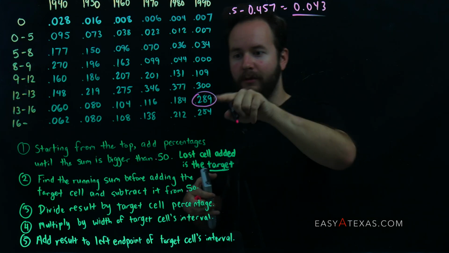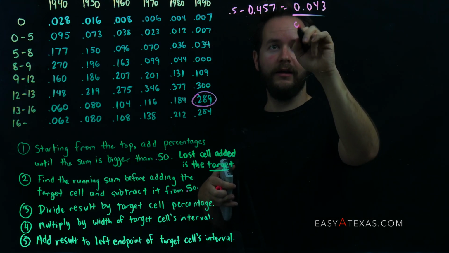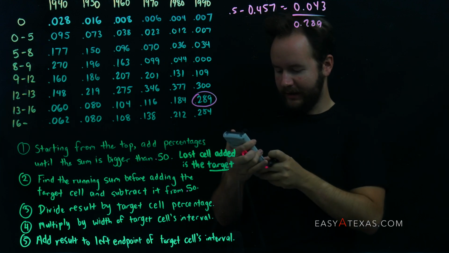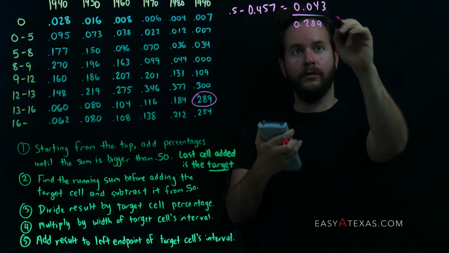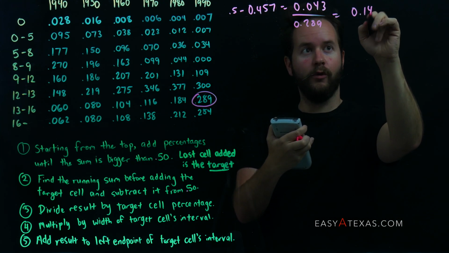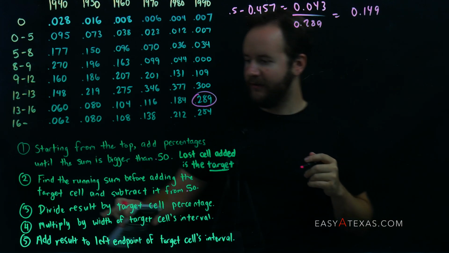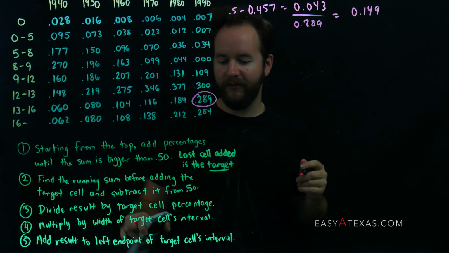Next step, step 3, says divide that result by the target cell percentage. In this case, my target cell percentage was 0.289. That gives me 0.149. The next step is multiply that result by the width of the target cell's interval.